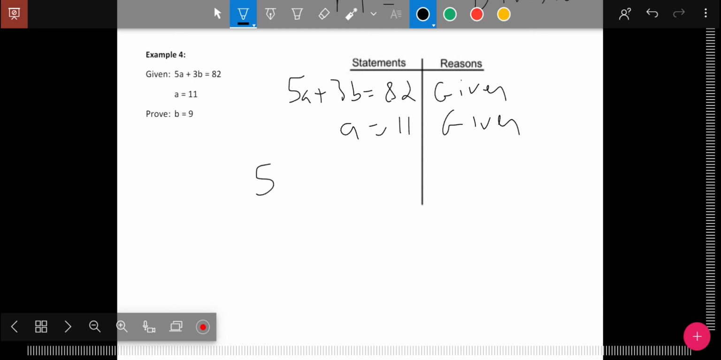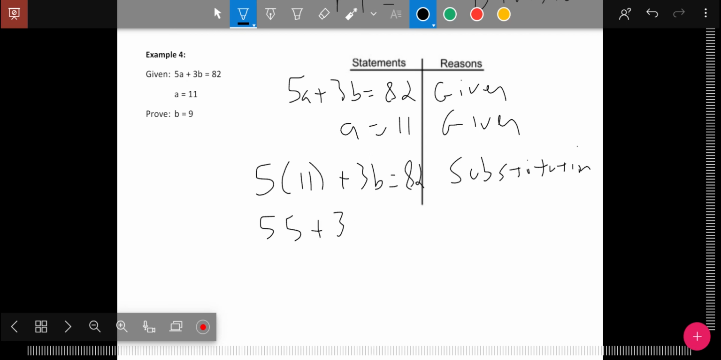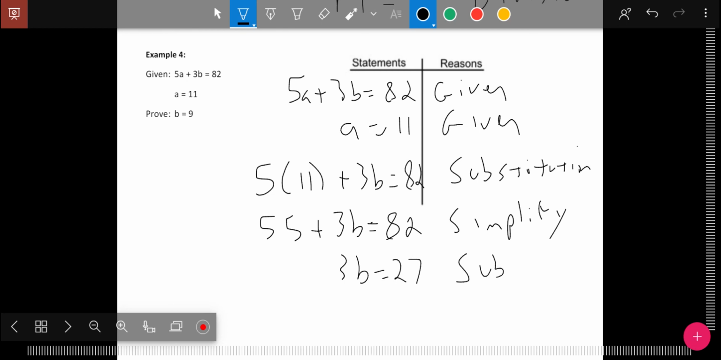So now I'm going to plug a in. 5 times 11 plus 3b equals 82. All right, and so that was substitution. 5 times 11 is 55, plus 3b equals 82. Now this one's a little bit tricky, because you multiplied, but did you multiply to both sides? No. And so all you did is simplify. I subtract 55 over. I get 3b equals 27. I subtract 55 from both sides, and so that's subtraction. And then I divide both sides by 3. I get b equals 9 by division.